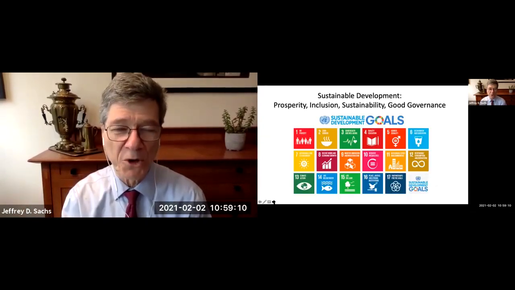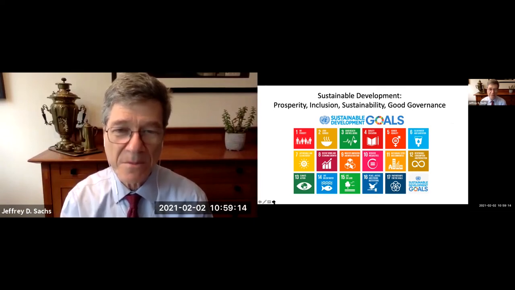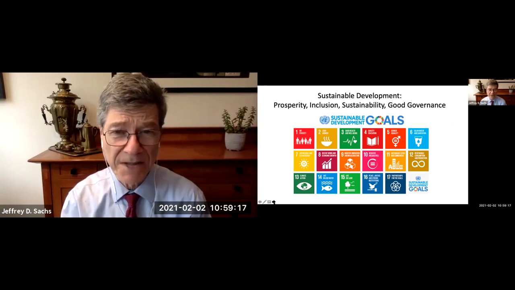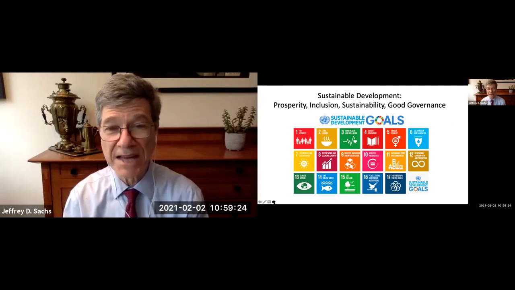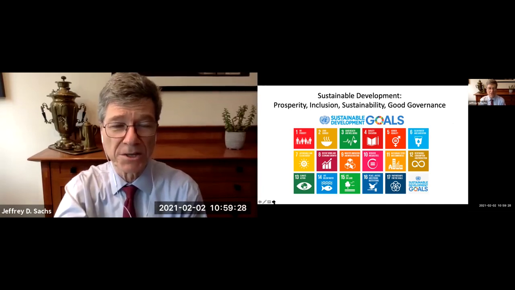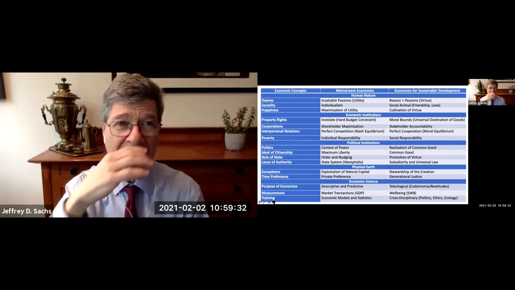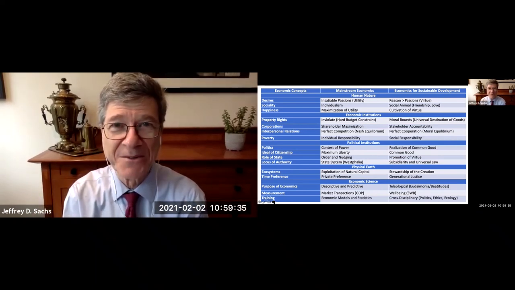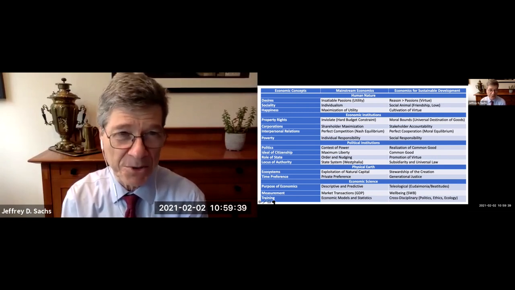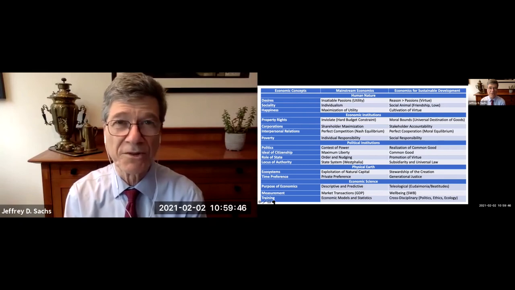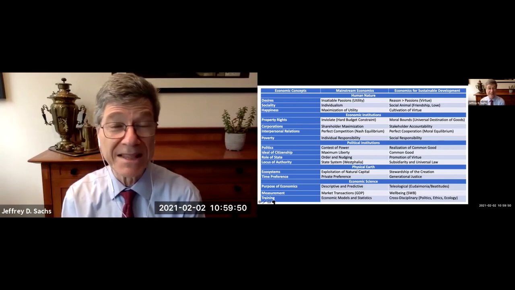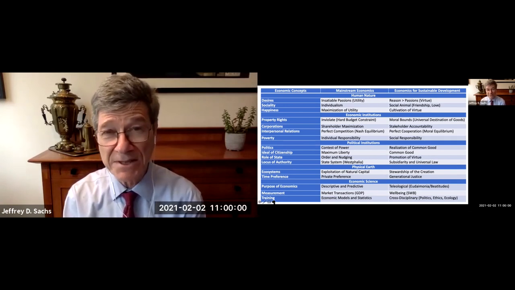We will look at alternatives, why modern economics is in philosophical flux by looking at this concept of sustainable development, prosperity, inclusion, sustainability, and the good governance to bring it along, including the 17 sustainable development goals. And I will leave you with a chart to look at. It's a little bit of a caricature, but it compares and will deepen our understanding of this throughout the 14 weeks. Mainstream economics as it exists in the textbooks today and the economics for sustainable development, arguing that there are real differences philosophically and practically.